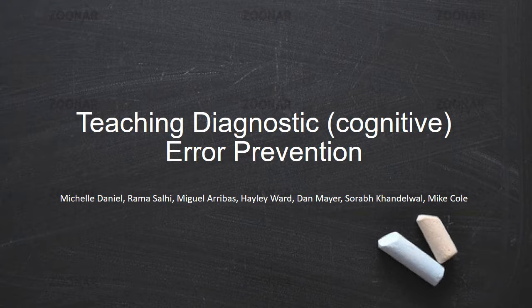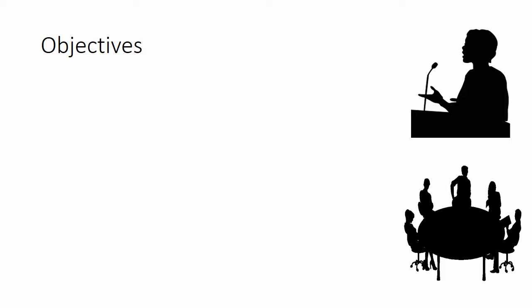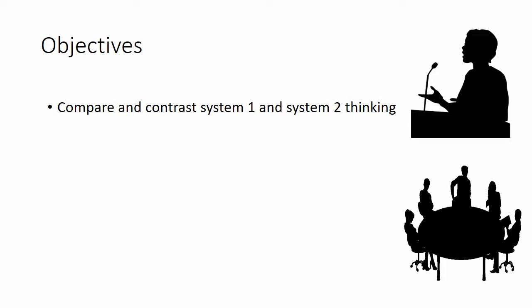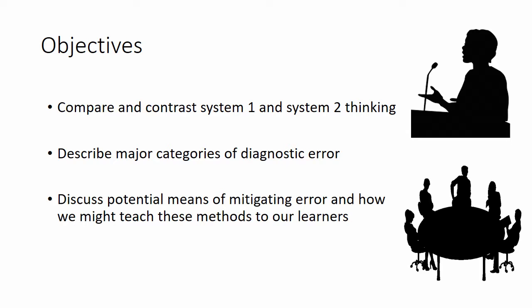Perfect. Thank you all. Okay, so our objectives today will be to compare and contrast System 1 and System 2 thinking. We'll talk also about what that means, and to describe major categories of diagnostic error, and then discuss potential means of mitigating this error and how we may teach these methods on shift to our trainees.